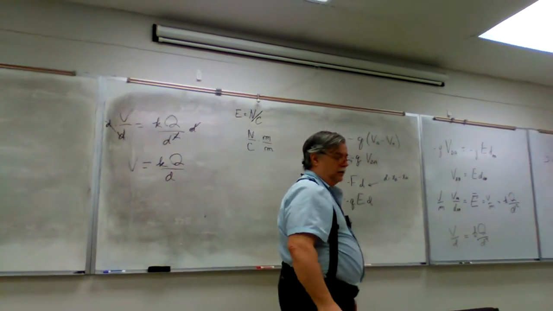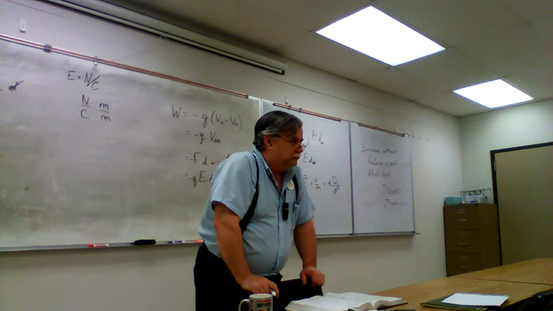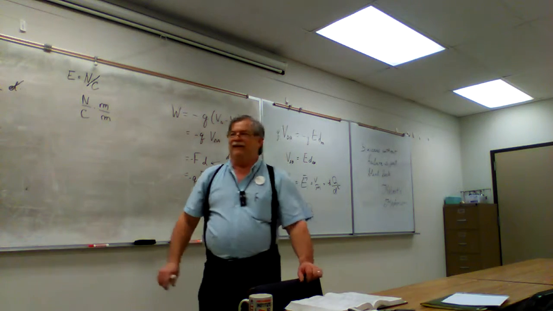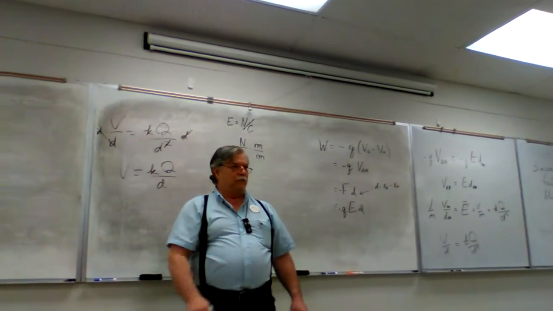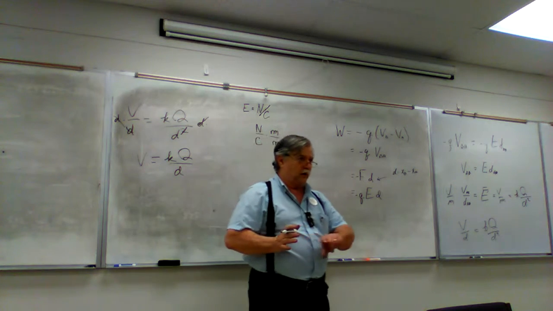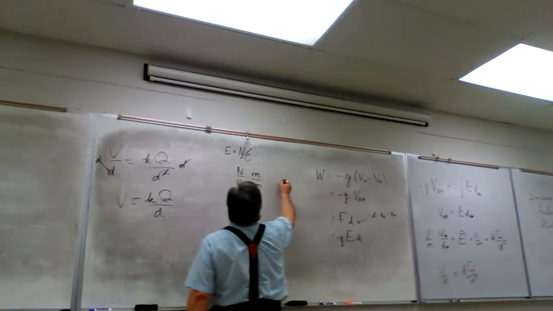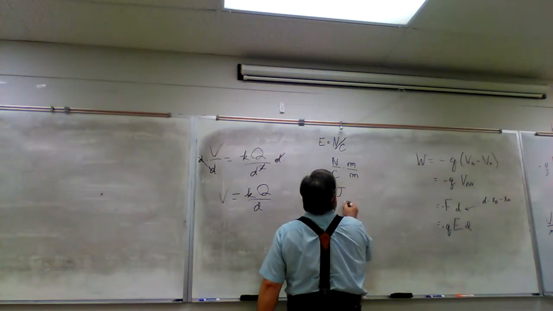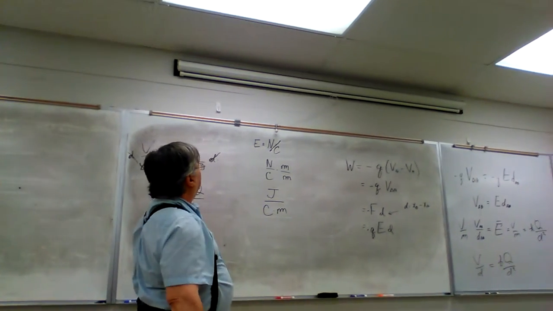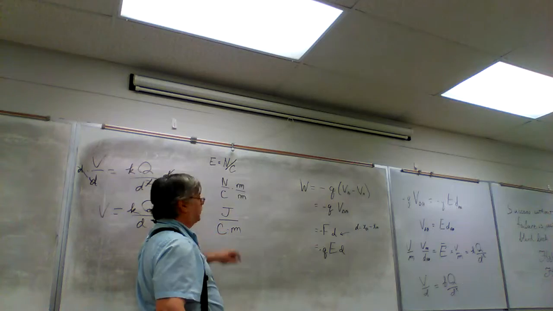What's a newton meter? A newton meter, not per meter. A newton meter. If you take 1 newton of force across 1 meter of distance, then you have produced 1 joule of energy. So the E field can be written as newtons per Coulomb or as joules per Coulomb meter.